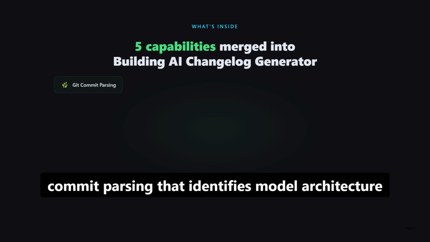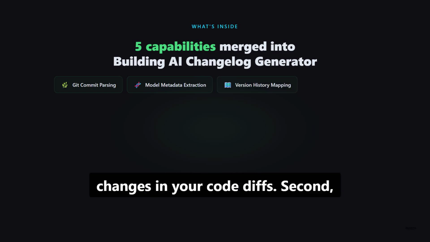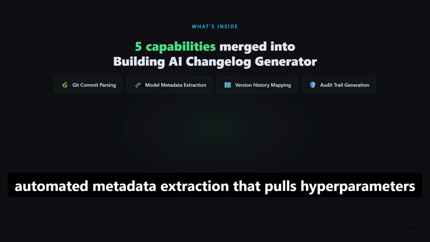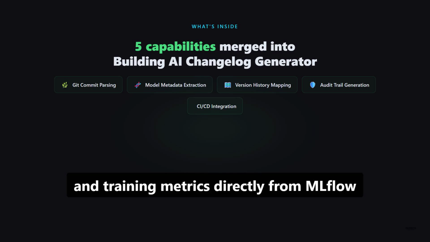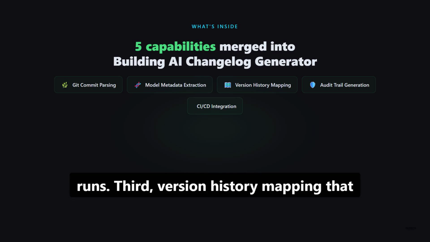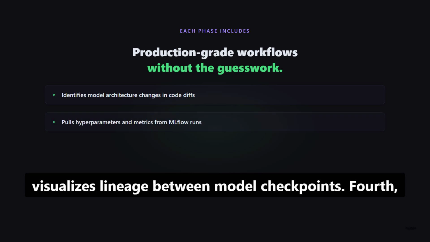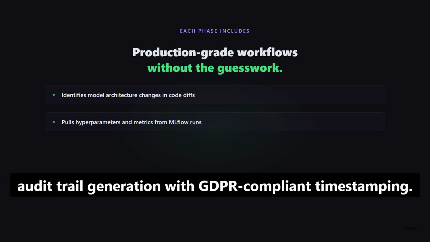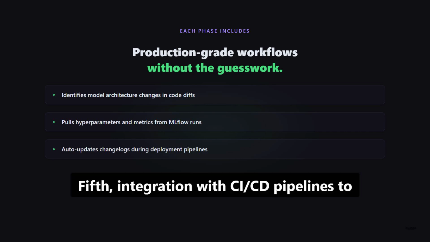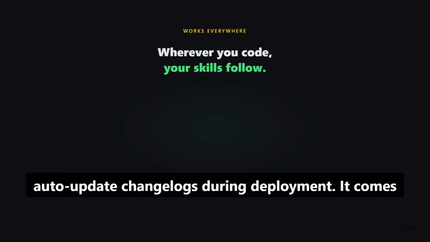First, intelligent Git commit parsing that identifies model architecture changes in your code diffs. Second, automated metadata extraction that pulls hyperparameters and training metrics directly from MLflow runs. Third, version history mapping that visualizes lineage between model checkpoints. Fourth, audit trail generation with GDPR-compliant timestamping. Fifth, integration with CI/CD pipelines to auto-update changelogs during deployment.